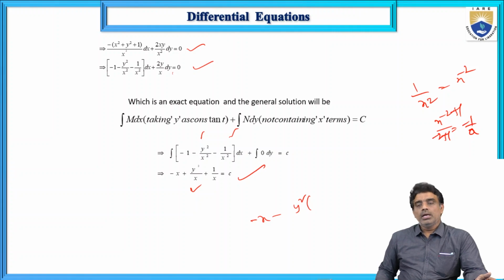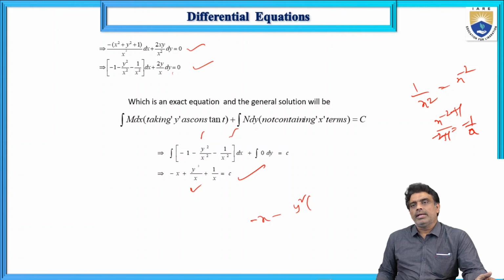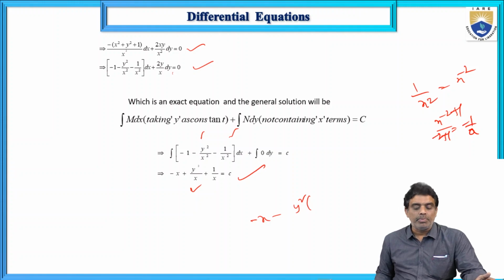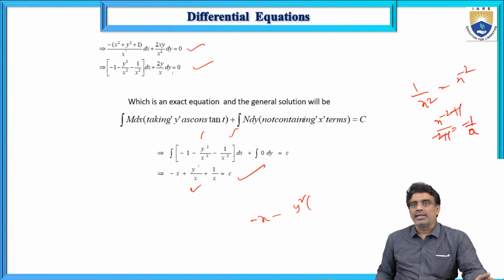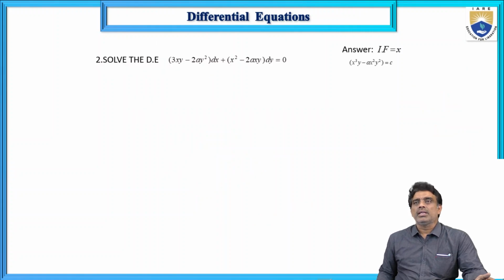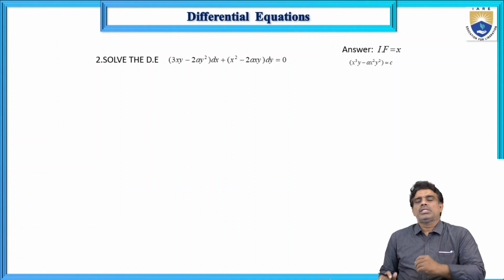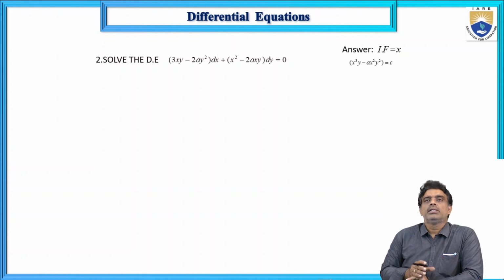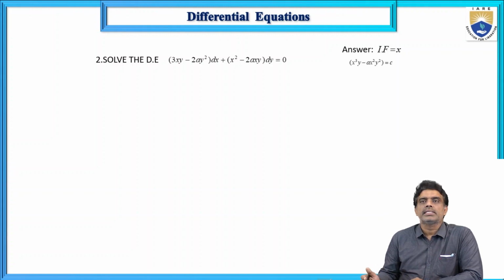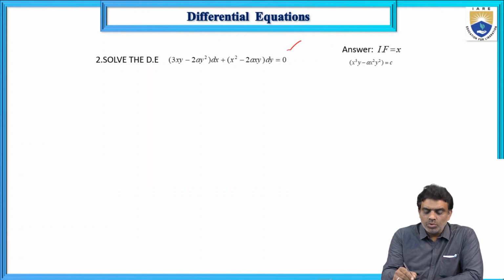So clear? Now finally I would like to see one more example on the type 3 integrating factor. So here I have written the problem. Solve the differential equation (3xy − 2ay²)dx + (x² − 2axy)dy = 0. So how to solve the differential equation?